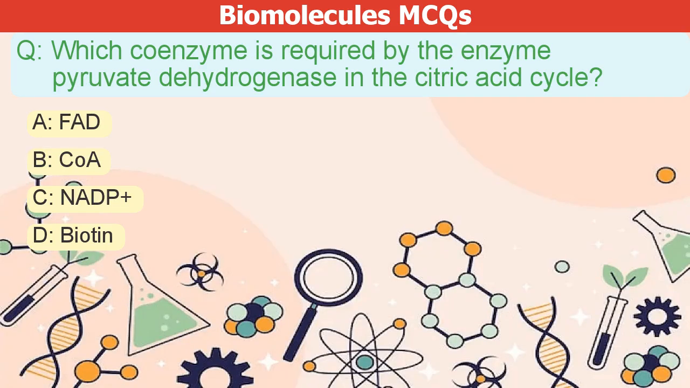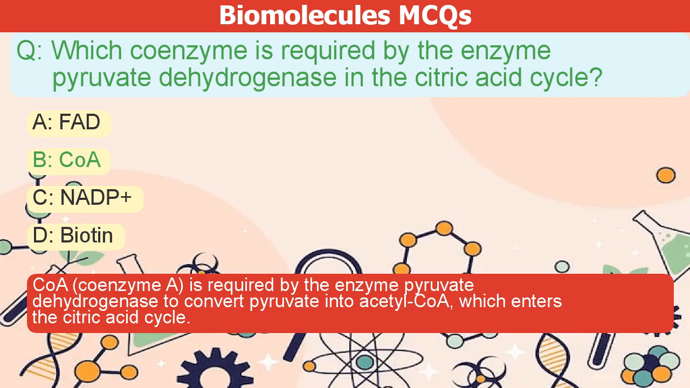Which coenzyme is required by the enzyme pyruvate dehydrogenase in the citric acid cycle? A. FAD. B. CoA. C. NADP. D. Biotin. The correct answer is B. CoA. Coenzyme A is required by the enzyme pyruvate dehydrogenase to convert pyruvate into acetyl-CoA, which enters the citric acid cycle.